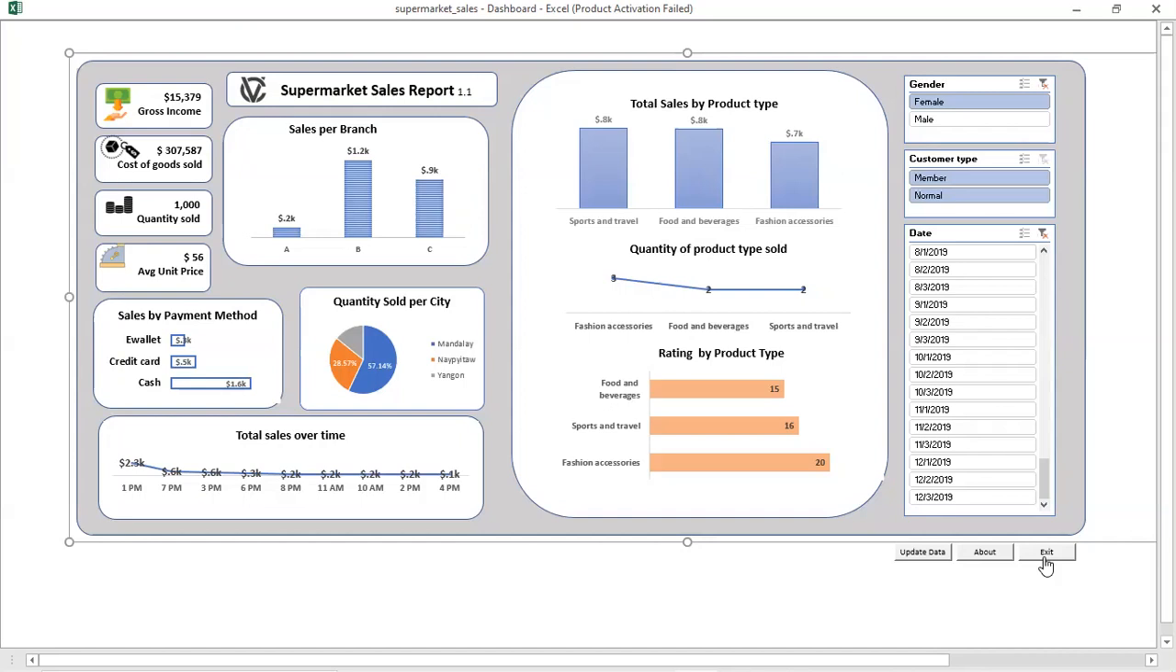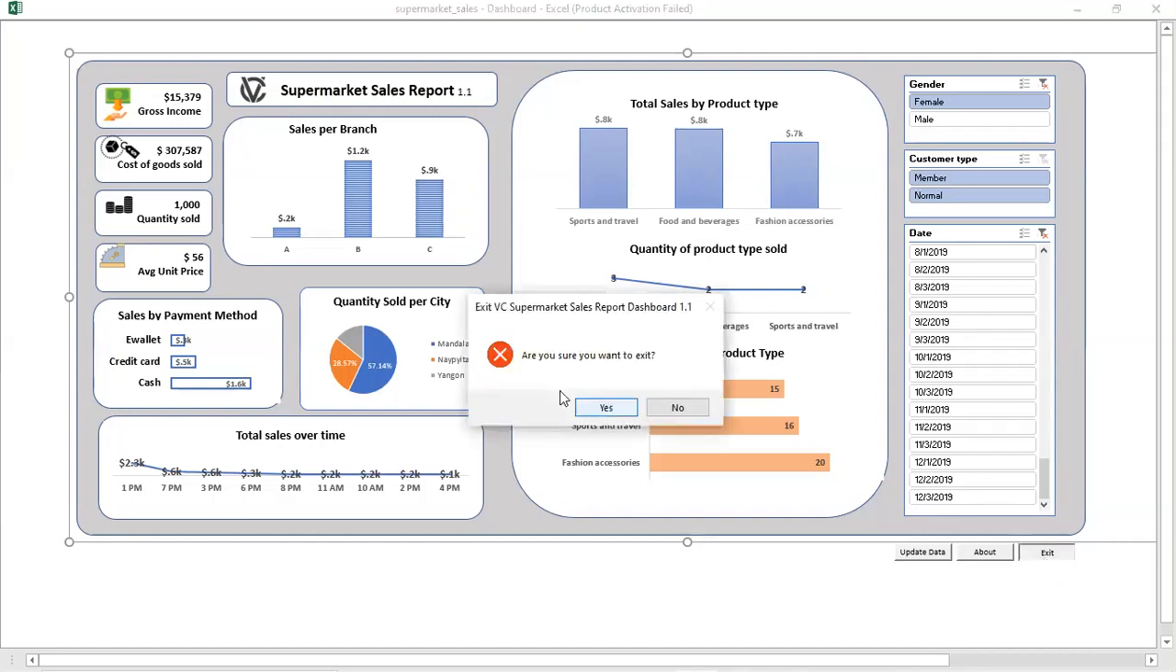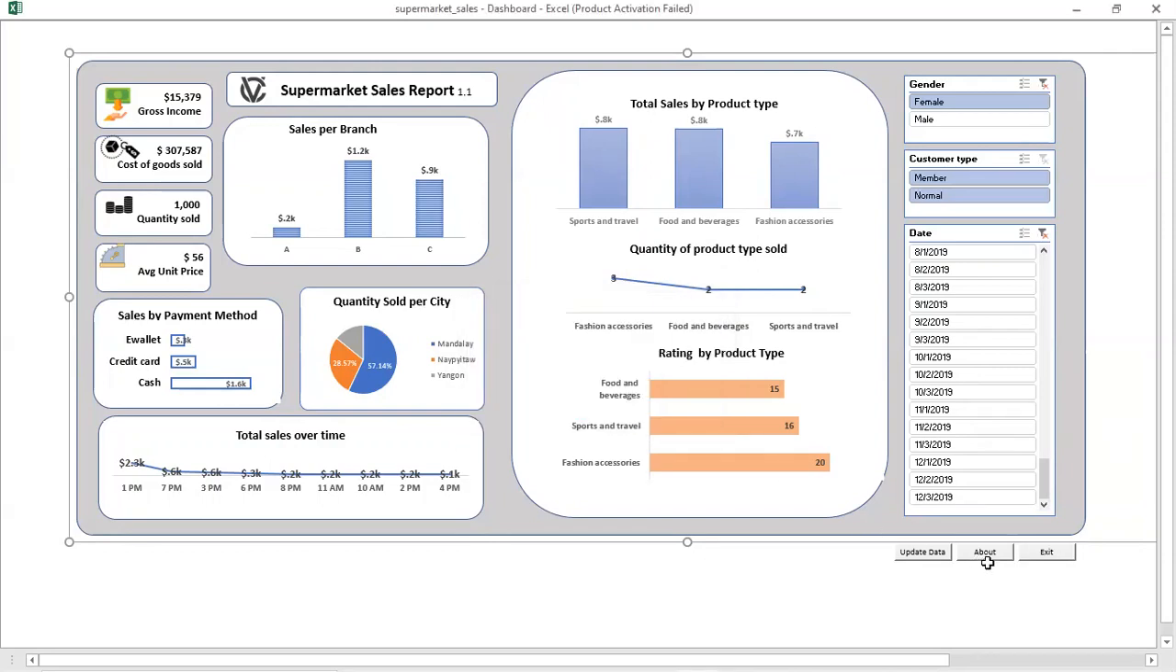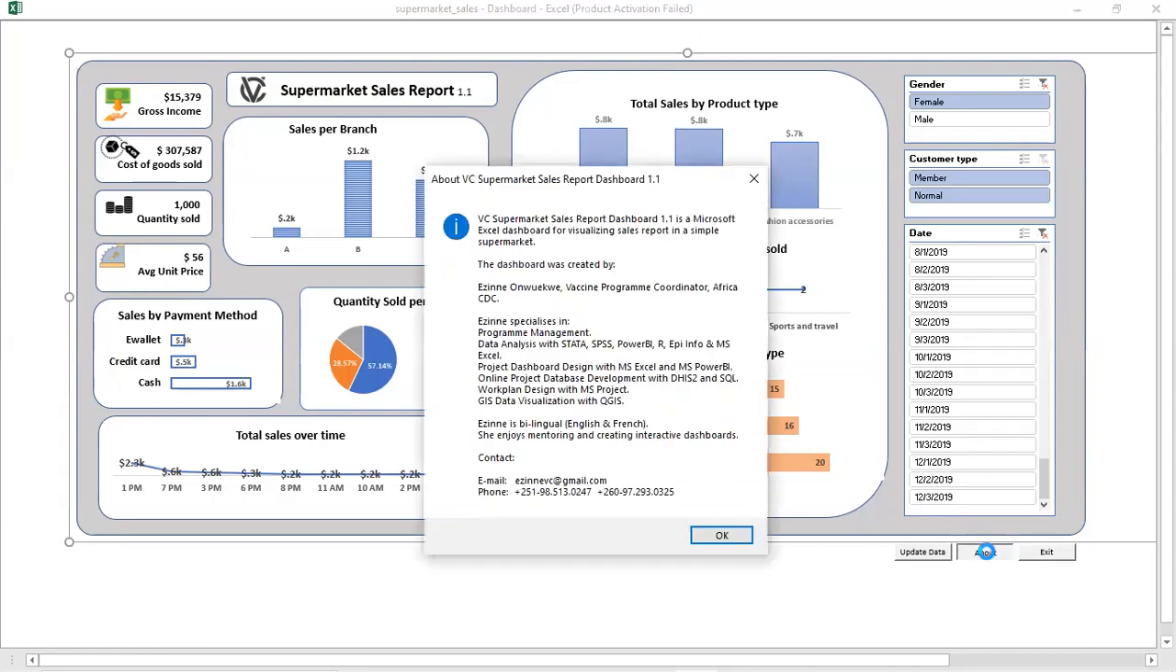So if I want to exit from here, I can click this and it tells me if I want to exit, yes or no. I don't want to exit yet, so I'm going to click no. So the about button tells you about who created this dashboard. So this is a bit about me. You have my email, you have my phone number, and that's the about button.